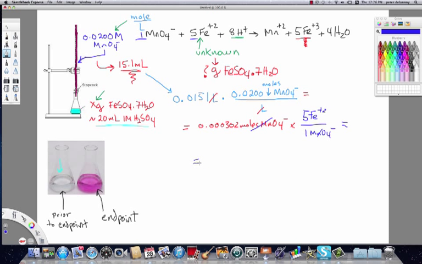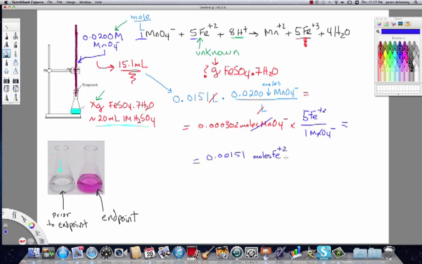And what we've accomplished at this point is we have found moles of Fe²⁺. All right, and that value is going to be 0.00151 moles of Fe²⁺.